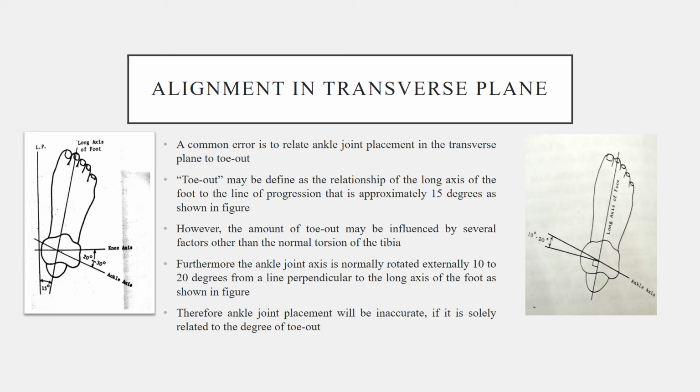However, the amount of toe out may be influenced by several other factors than the normal torsion of the tibia, which include rotational deformities of the limb such as genu vara and valga or coxa vara or valga. Furthermore, the ankle joint axis is normally rotated externally 10 to 20 degrees from the line perpendicular to the long axis of the foot as shown in the figure on your right side. Therefore, ankle joint placement will be inaccurate if it is solely related to the degree of toe out.